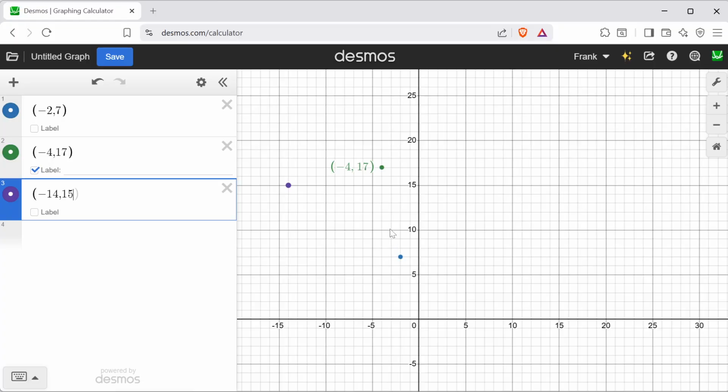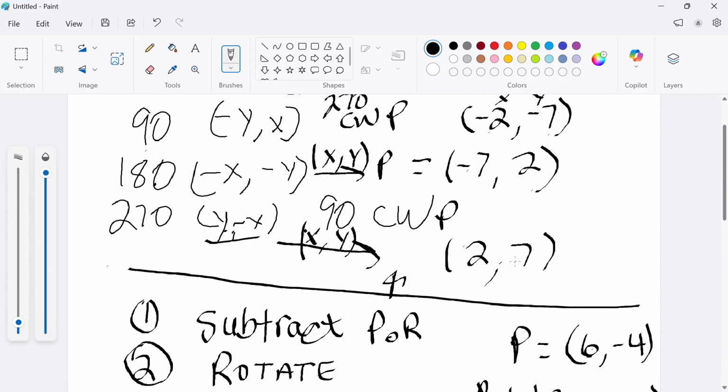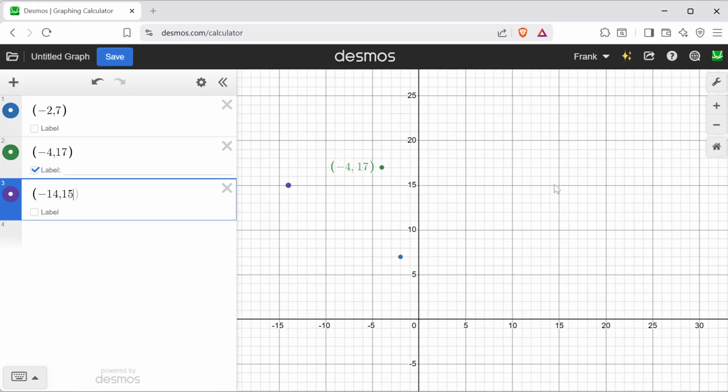Oh, this wasn't 90. This is 270. Okay, so that's 90, 180, 270. Yeah, so that's what it would look like. It would look like 90 degrees clockwise. 90 degrees clockwise is the same as 270 degrees counterclockwise. So there it is.